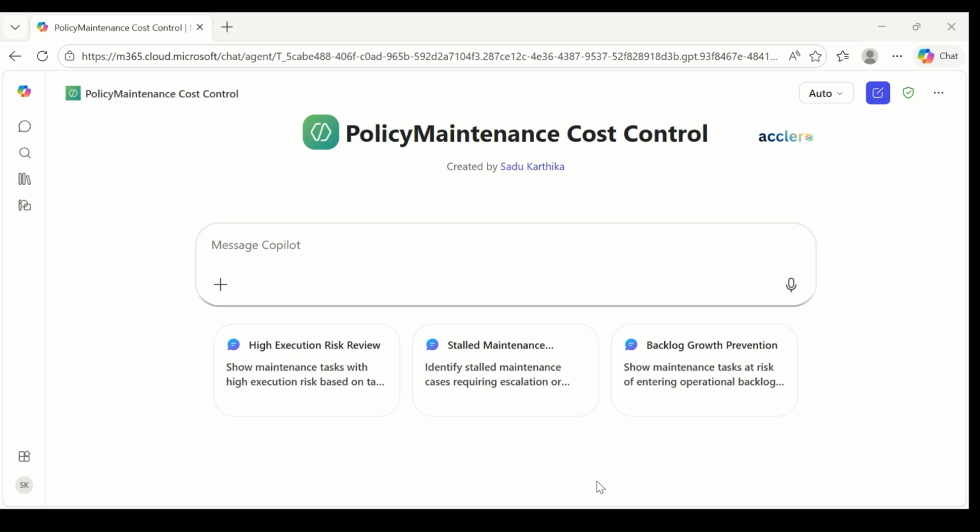This is the policy maintenance cost control agent. Maintenance costs do not usually rise because of one major failure. They increase gradually when policy updates remain unresolved, tasks bounce between teams, and repeating services create unnecessary rework. This agent identifies execution risk early, escalates stalled work in real time, and helps operations teams intervene before maintenance costs escalate. Let us walk through the agent now.